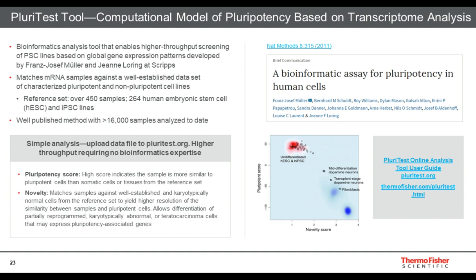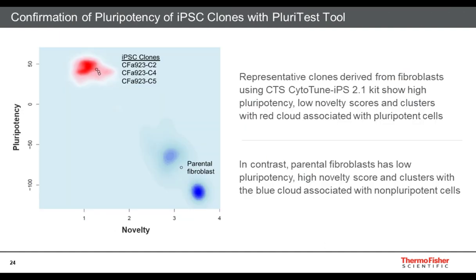The reference set has 450 samples. 264 of them are human embryonic stem cells and iPSC lines. It's a well-published method, as I said, but we also have a link on our website where you can see the most up-to-date publications that are utilizing this. What's really great about it is the more people that use it, the more comparison we have about what's going on in the field.